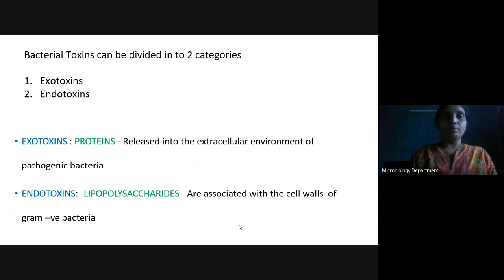And the second type of bacterial toxin is endotoxin, and these endotoxins are closely associated with the cell walls of gram negative bacteria. That's why we call them endotoxins. And the chemical nature of the endotoxin is lipopolysaccharide.